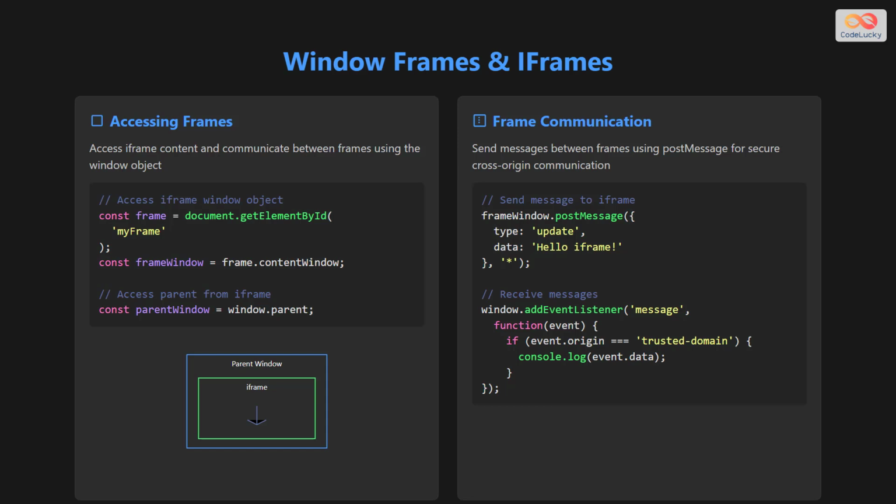Communication between frames is achieved using the postMessage method. You can send data from one frame to another using the target window's postMessage method, specifying the message and target origin. The other frame can receive these messages by listening for the message event on the window object. It is essential to verify the origin of the message for security purposes before handling any data.